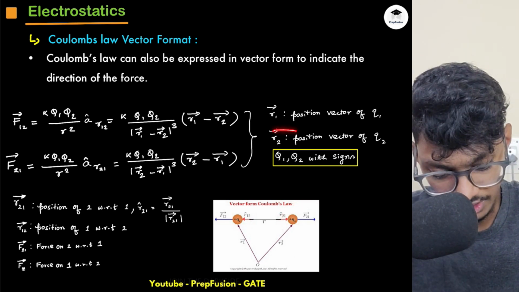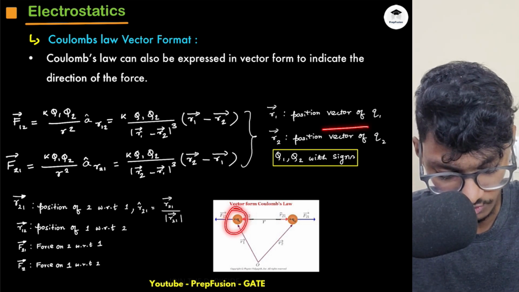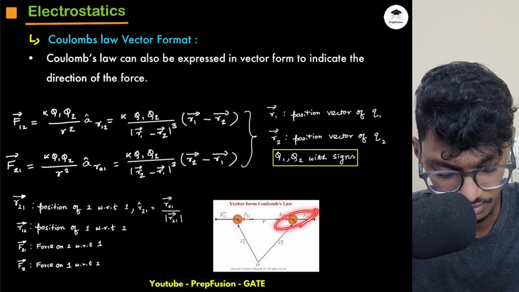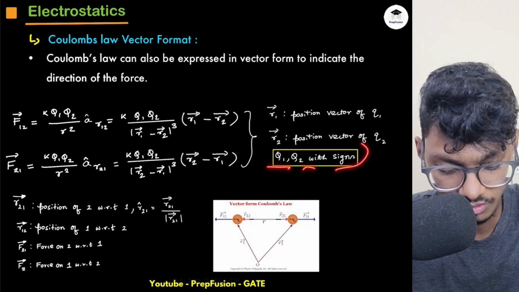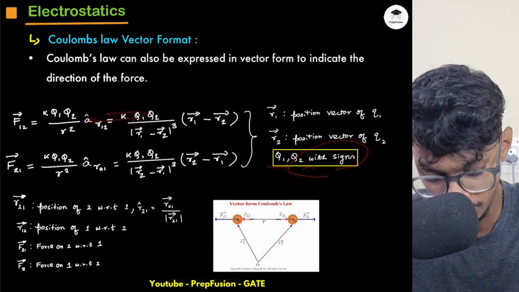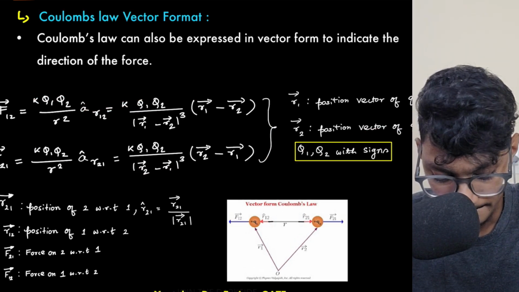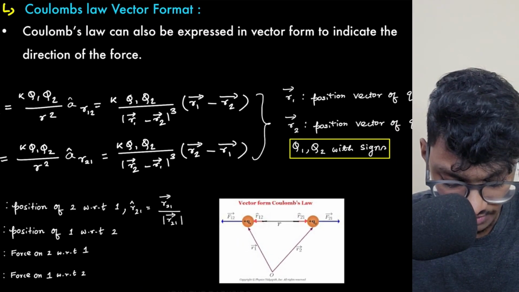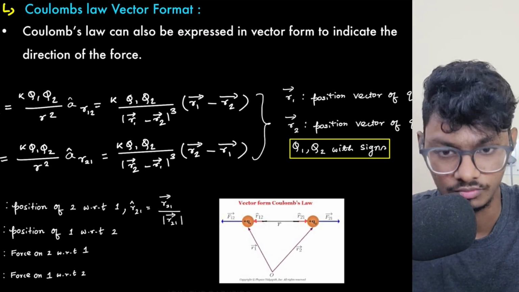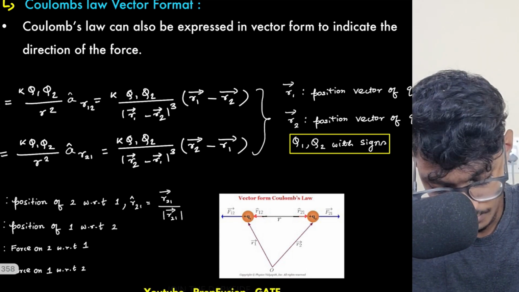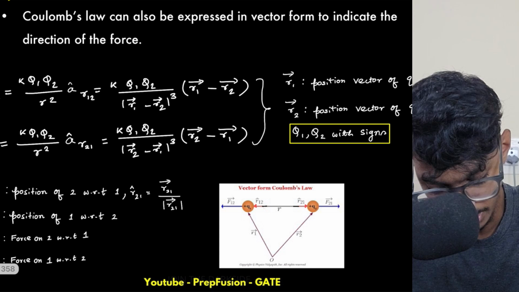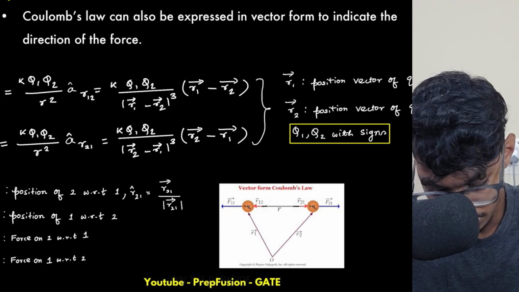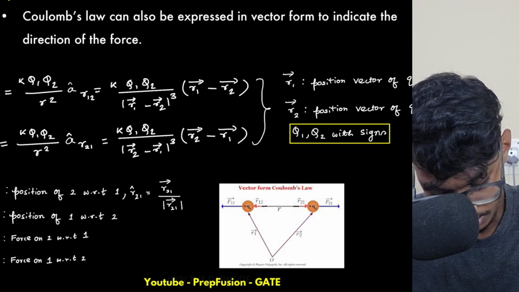R1 is the position vector of Q1, R2 is the position vector of Q2, and Q1, Q2 are taken with signs in this formula. So you should remember this formula. How do I define it? If you observe carefully, what is AR12? AR12 is basically R1 minus R2. Why is this R1 minus R2? Just hold on a second. AR12, right? Yeah.